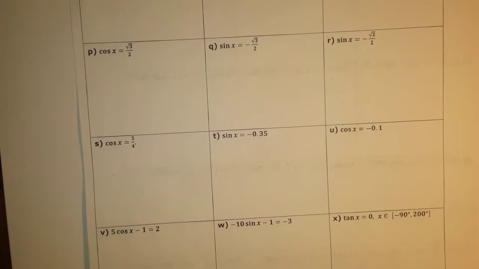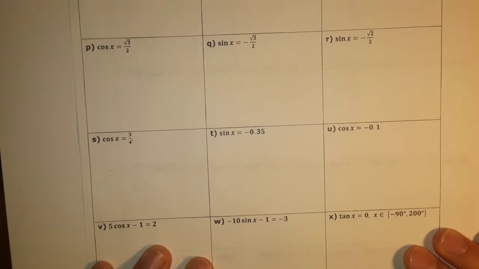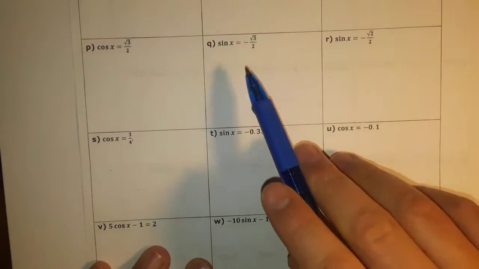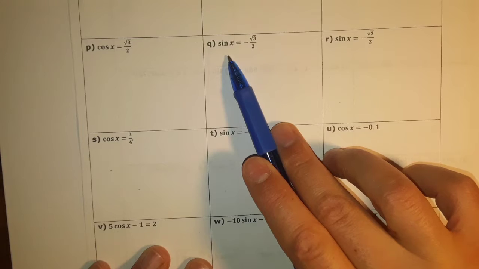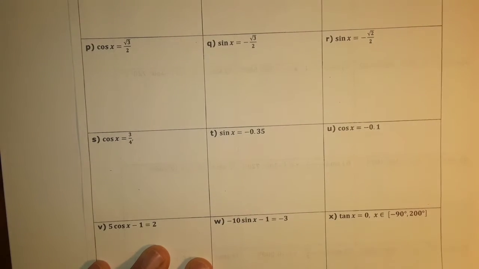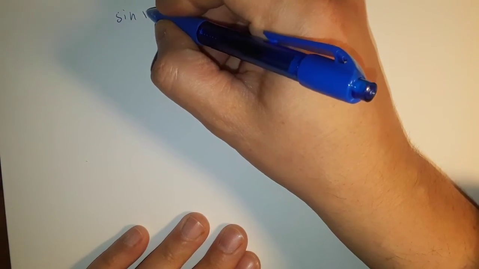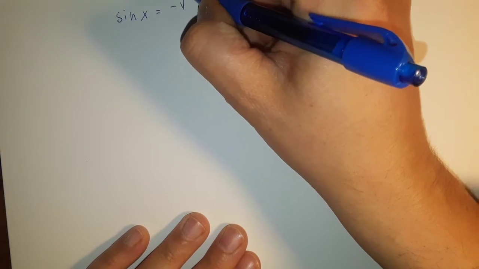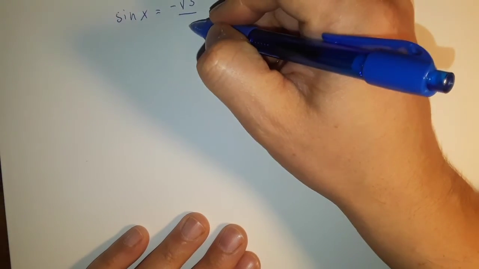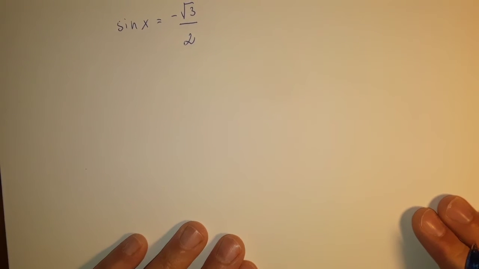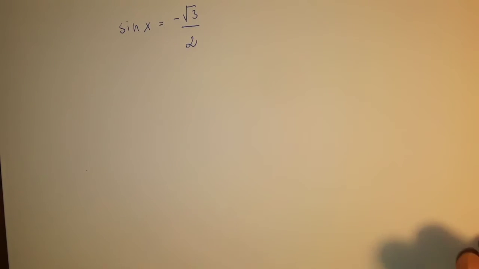Math is back, and we're gonna deepen our knowledge in solving sine functions. We're gonna start with simple ones. We're gonna start with this one. Sine of x equals negative square root of 3 over 2. So I'm gonna write it down. Sine of x equals negative square root of 3 over 2. Now we could definitely use the calculator to solve this equation, and we will.